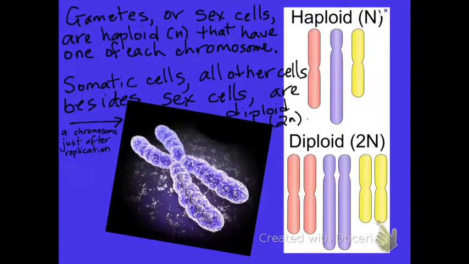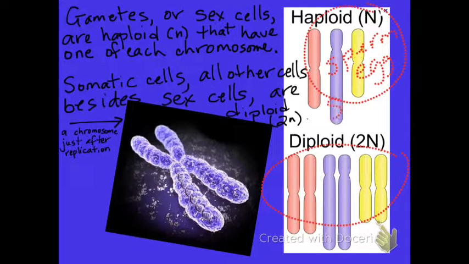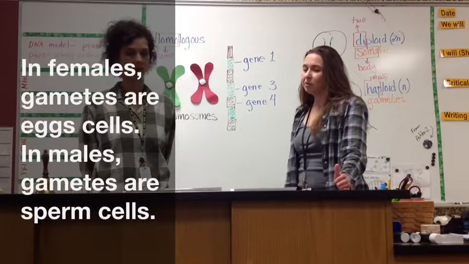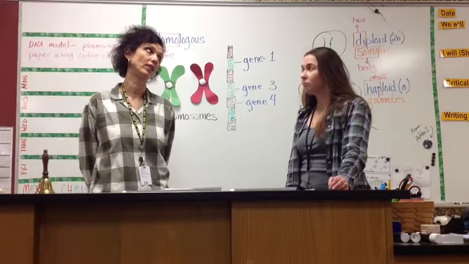Gametes, or sex cells, are haploid or N, that have one of each chromosome. These are haploid. Somatic cells, or their other cells besides sex cells, are diploid, and they have two sets of chromosomes. So these would be sperm, egg, or spores, for example. And these would be skin cells, muscle cells, root cells, things like that. In females, gametes would be egg cells, and in males, gametes would be sperm cells. Oh, that's how we all begin, right? Correct. With an egg and a sperm.